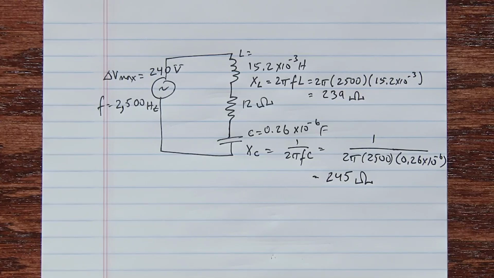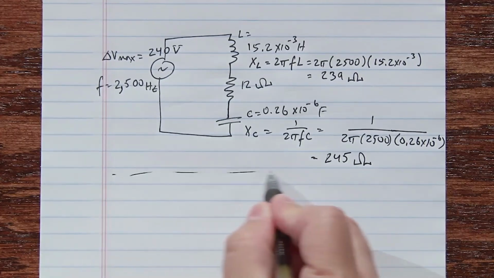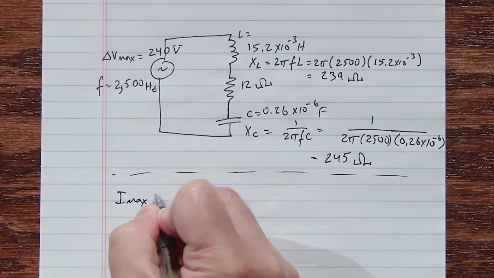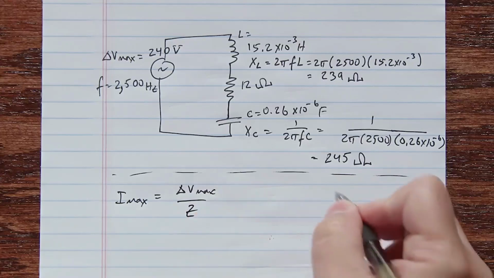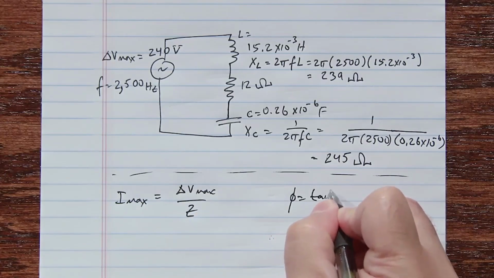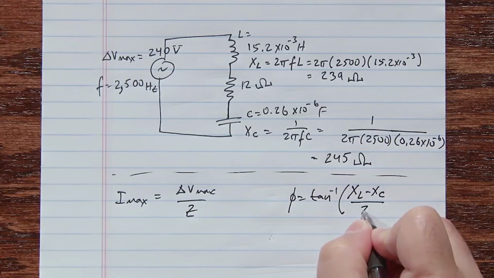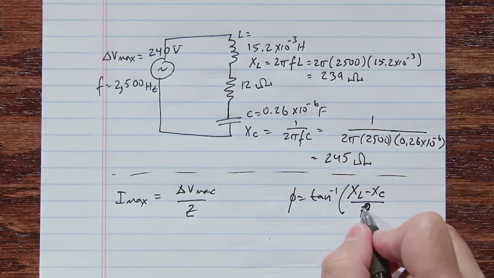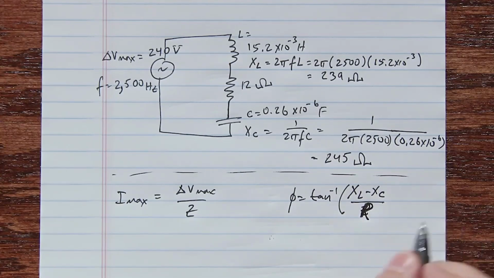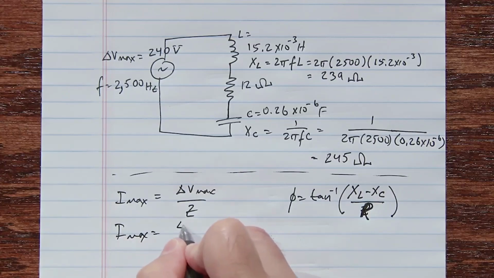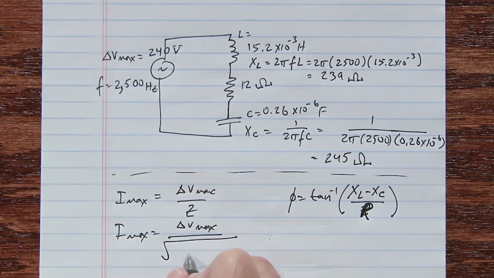Okay, well, we were asked what is the maximum current and what is the phase angle. Our equations, as you should be familiar with by now, are I max is equal to delta V max over Z, and phi is equal to tan inverse of (X sub L minus X sub C) over R. And I max is equal to delta V max over Z, where Z is the square root of R squared plus (X sub L minus X sub C) quantity squared.